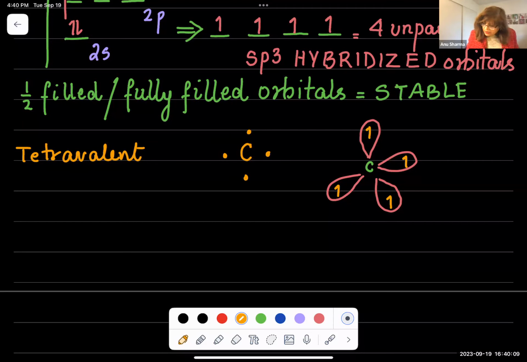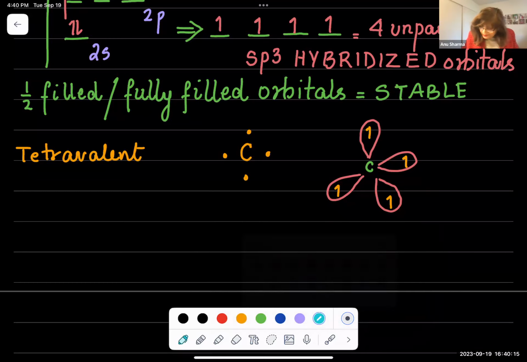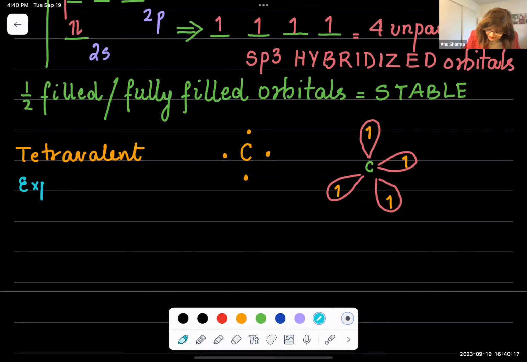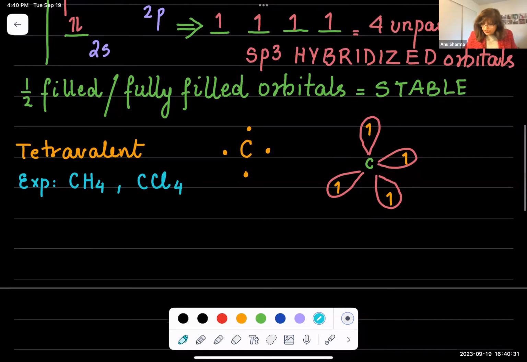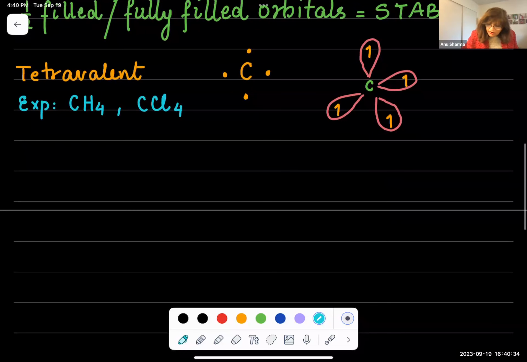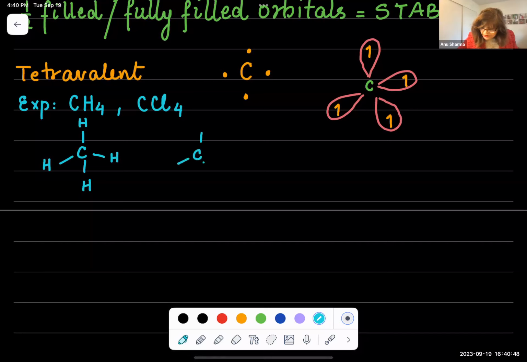Because of this, we have seen some examples of what carbon has been able to make, like the commonly known CH4, methane, and CCl4, carbon tetrachloride. These come through single bonds. So these are the structures, CH4, with H here, H here, and H here. And it can also form with chlorines. So this is the Lewis structure.